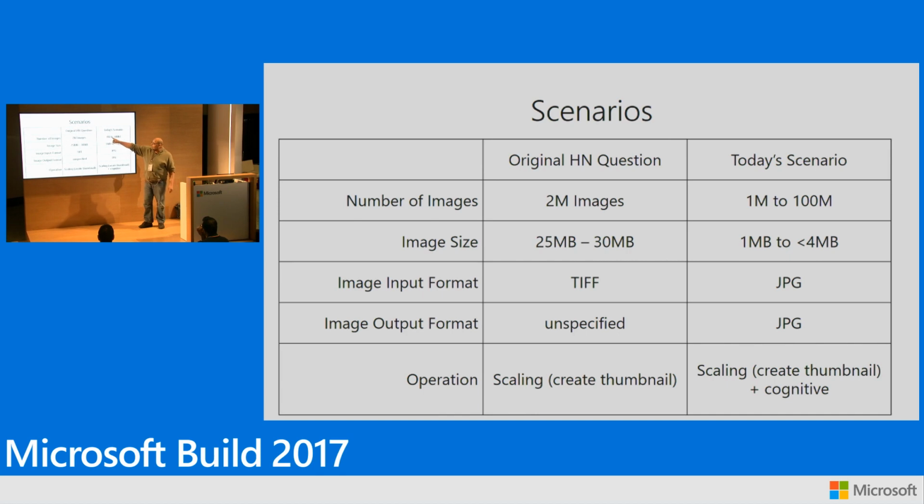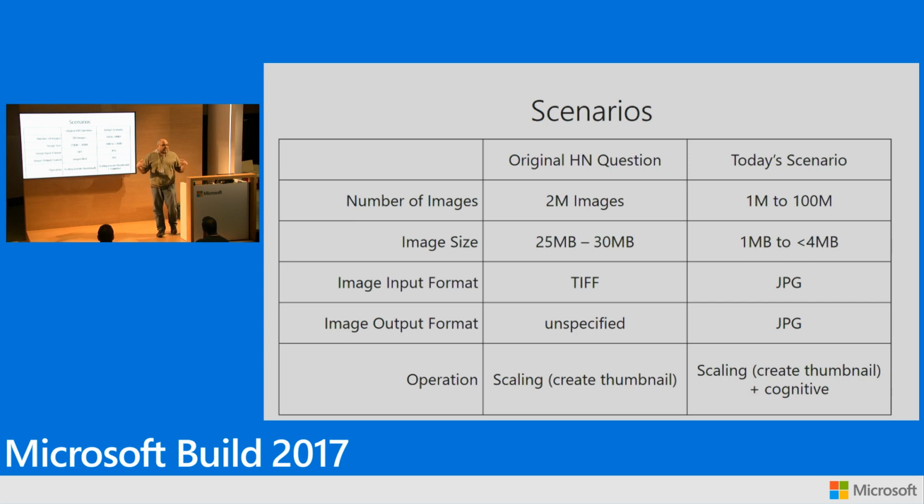I have 1 million, and we have done 100 million, and we could do any arbitrary number, as a matter of fact. His images were big. My images are much smaller, from 1 megabyte to 4 megabyte. That wasn't intentional. Right now, U-SQL has a limit of how much can fit in a row, which is about 4 megabytes. This is something we're working on.